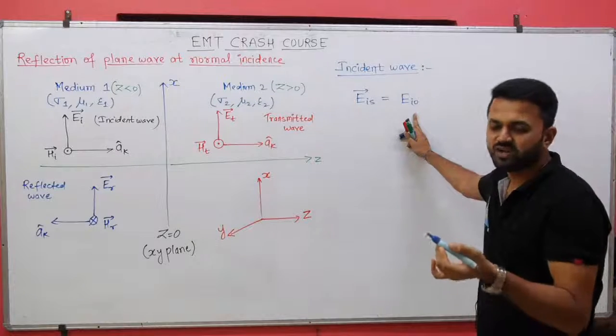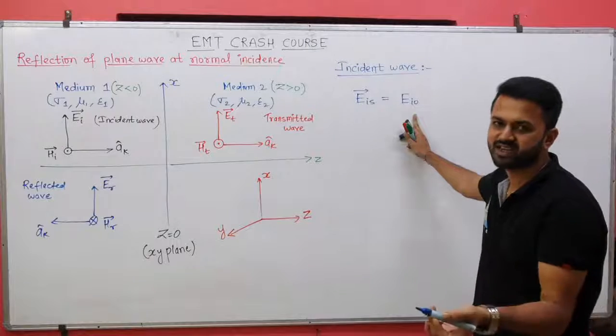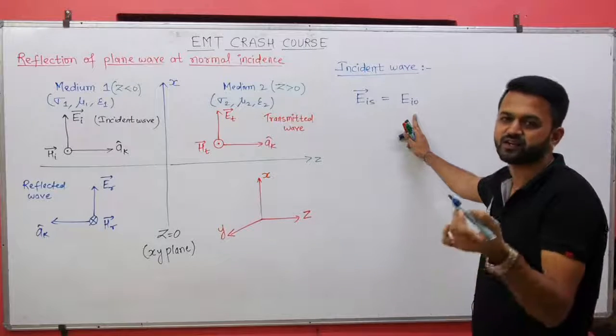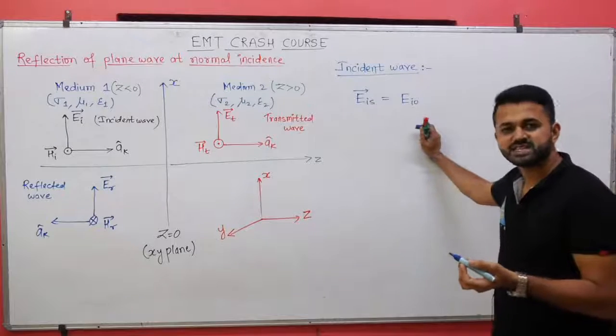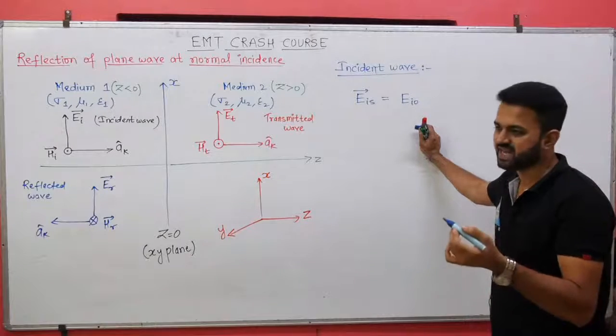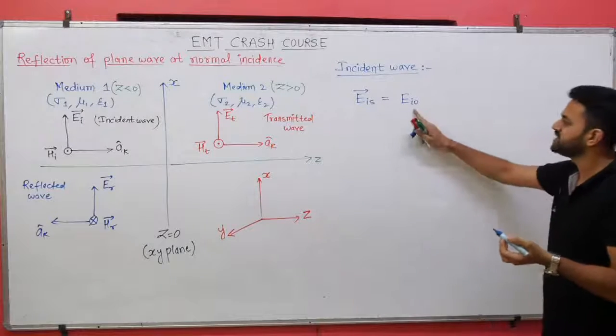We don't know whether it is air, free space, lossless, a conductor, or lossy. We don't know. So we will write the equation in general. That is why we are saying that suppose the incident electric field has the peak value EI0.